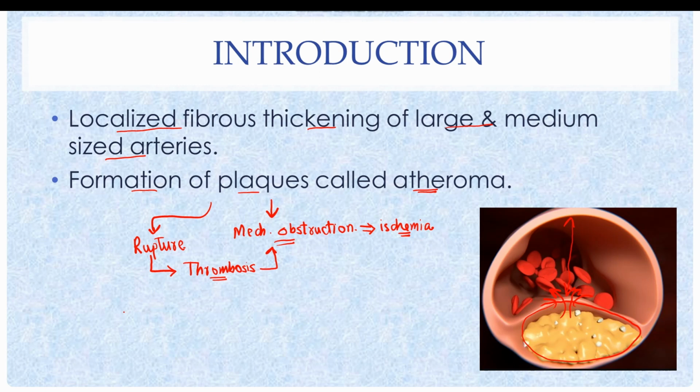Atherosclerosis constitutes almost 50% of all deaths in the West, since the outcome of atherosclerosis can result in myocardial infarction, stroke, acute and chronic limb ischemia, and it can often result in obstruction to the renal artery.